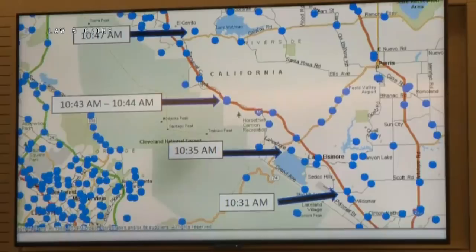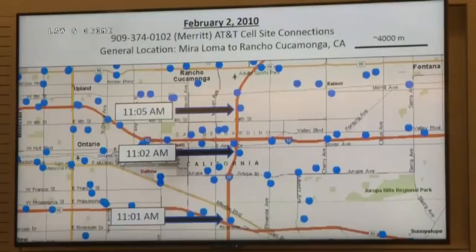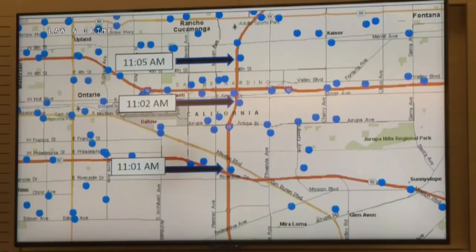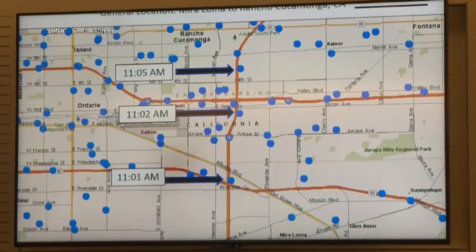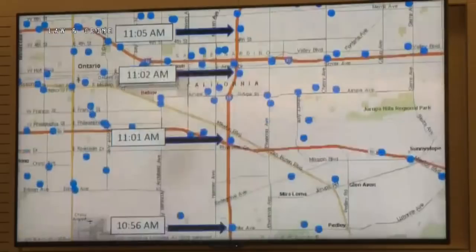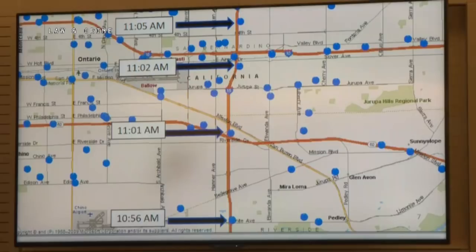449, is that next? Yes. So, what you documented there? Yes, again, a continuation of February 2nd, 10:56 a.m., the cell phone connects to a tower at Lime Knight and Interstate 15, followed by 11:01, 11:02, and 11:05 a.m., consistent with northbound travel along Interstate 15. And again, when you say consistent with, you cannot say with any certainty that that phone was traveling on the 15 as opposed to on Hammer Avenue or Etiwanda Avenue. That's correct. And for reference, those are the streets just due east and west of the 15, right? Yes, that's right.